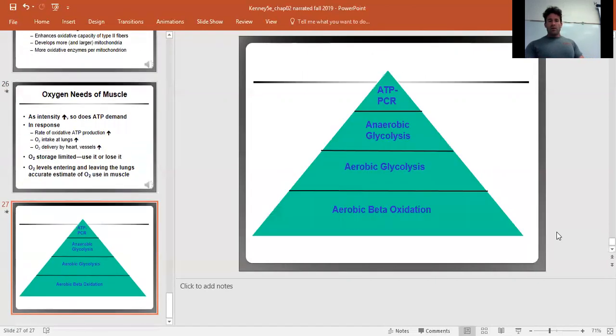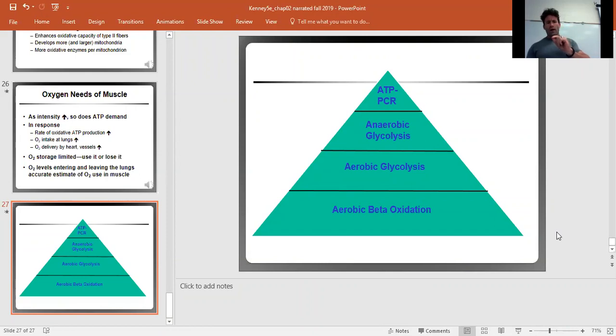And what I like to think of when I'm looking at the energy systems is a pyramid, okay? The base of the pyramid is aerobic beta oxidation. That is the thing going on in the background, and if that ever fails you, you've literally run out of body fat, and you're dead because you starved to death, essentially. Now, from there, we've got aerobic glycolysis. That's going to be made up of our blood glucose and our glycogen in our muscles, which can only be used by that muscle, a little bit able to be moved around thanks to the Cori cycle, plus the modification of alanine.